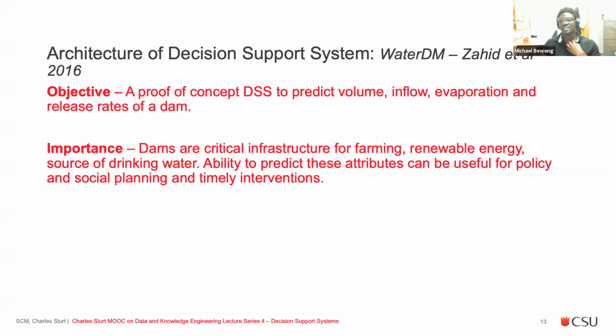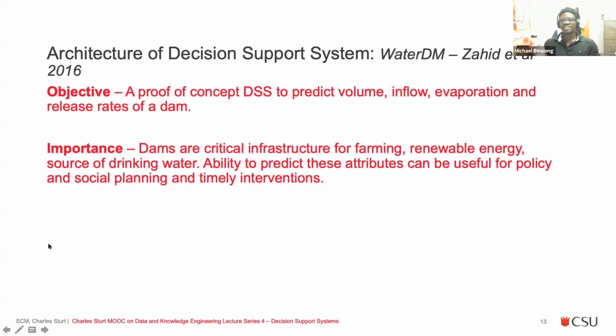This case study was a project done by Zahid in 2016. It was pretty much a proof of concept decision support system aimed at predicting things like volume, inflow, evaporation, and release rates from a dam. Obviously this is an important problem, especially in this era of drought. Being able to predict these variables can allow farmers to make preparations. It can allow policymakers to put the right policies in place and make timely interventions. I cannot overemphasize the importance of such a problem and such a solution.